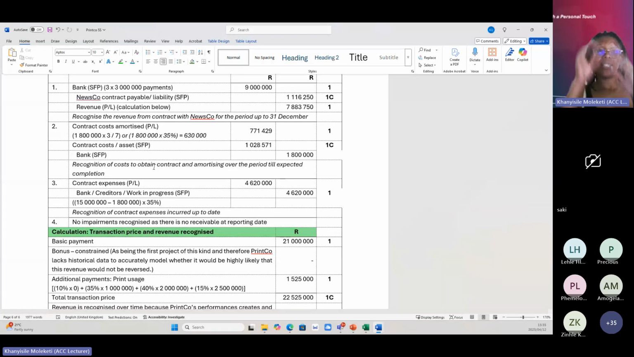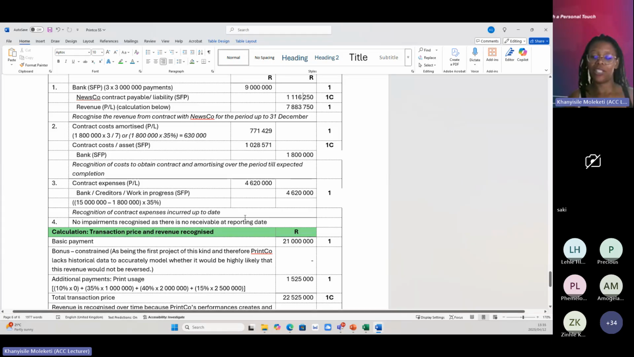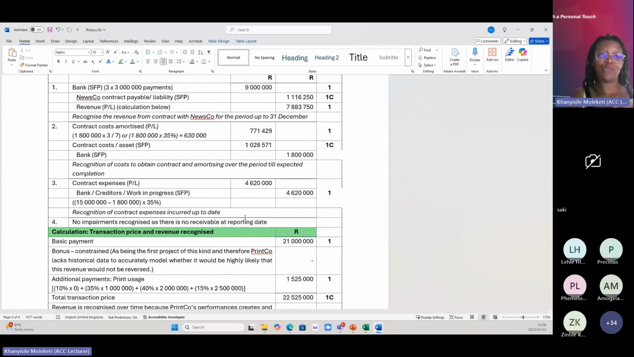I need revenue. I need cost of sales. So those are the journals you start off with, or the legs you start off with, and then you contra them out. You do the calculations to help you figure out what the contra is in each instance. And that is the structure, I'll say, for the journals.